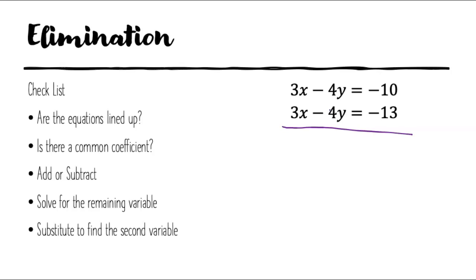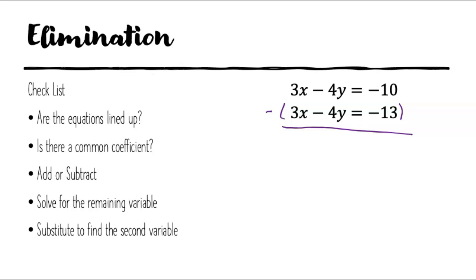Now let's think, can I add these or subtract these to make something disappear? I want to eliminate. The 3 and the 3, if I add them, that's 6, right? That's not going to work. If I take 3 minus 3, yeah, that's 0. If I take negative 4 and add them, that'd be negative 8. But if I subtracted them, that'd be negative 4 minus a negative, so plus a positive, and negative 4 plus 4. That would work. So either way, it looks like I need to subtract this bottom equation from the top.